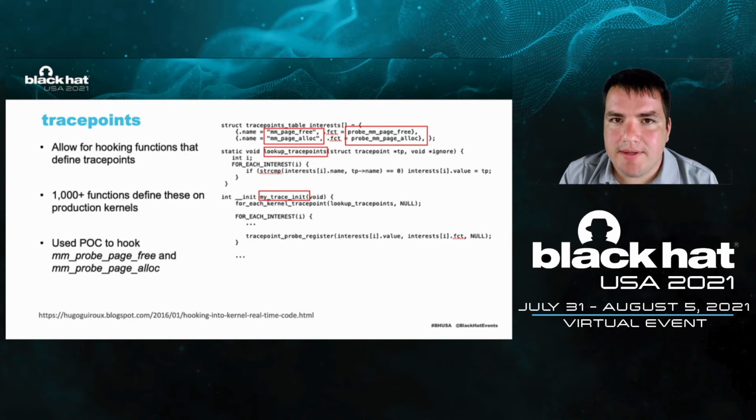The way the proof of concept works is it uses the for each kernel tracepoint function, which is going to call whichever callback you register for each tracepoint and allow you to find the actual address. So the proof of concept will do that for whichever functions you ask it to in the interests array. And then once it's found the actual tracepoint structures, it will attach a probe to it so that your callback is called whenever that function is called.